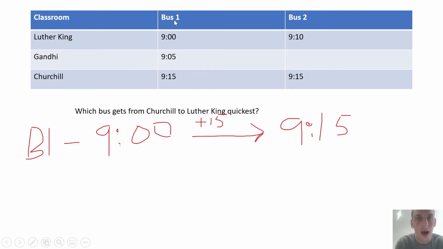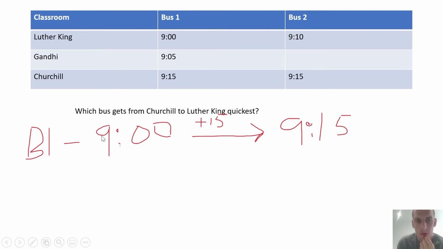So I'm going to work out how quickly this bus gets from Luther King to Churchill. I'm then going to find out how quickly bus 2 gets from Luther King to Churchill. And once I've done that, I can just compare them because I'll know how long it takes. Then I'll just see easily. So bus 1 starts at 9 o'clock, and it gets to Churchill at 9:15. So I need to find the difference between 9 o'clock and 9:15. Once I have done that, I would know how long it takes to get from Luther King to Churchill. So just do the same process.